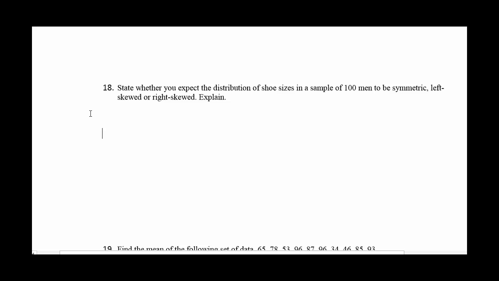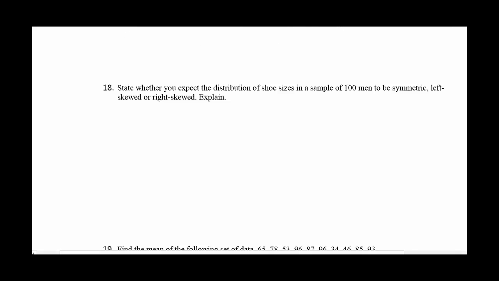All right, number 18, state whether you expect the distribution of shoe sizes in a sample of 100 men to be symmetric, left skewed, or right skewed, and explain. So we have to remind ourselves of what these words mean. Symmetric is a nice bell-shaped curve where I expect a bunch of numbers to be in the middle of the graph and very few numbers on the extremes or ends of the graph. Left skewed means most of the data is on the right side and there's a gap on the left. Right skewed is sort of the reverse logic.